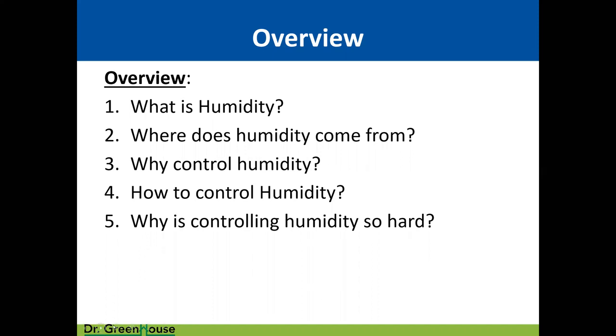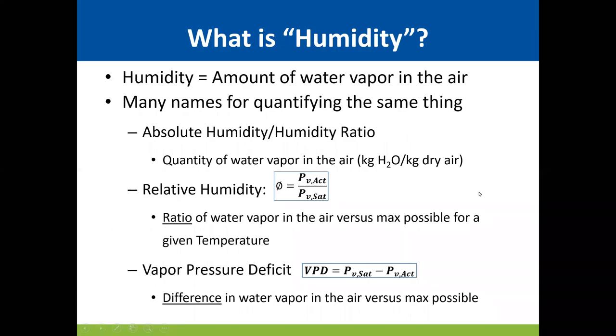All right. So moving on. What is humidity? Humidity in general terms is the amount of water vapor in the air. This is a very generic term that just gets thrown around, but there are so many different names and parameters associated with humidity, trying to quantify this water vapor thing. We have absolute humidity, also called the humidity ratio, and this is the absolute quantity of water vapor in the air. It's usually on a mass per mass basis.